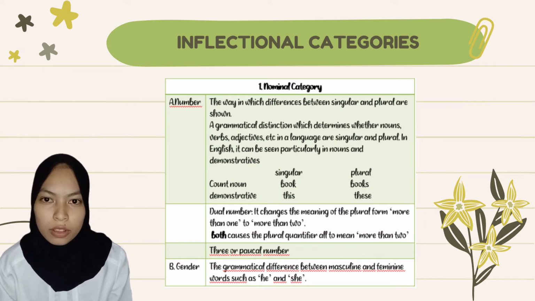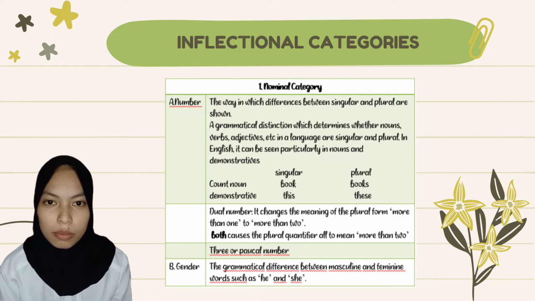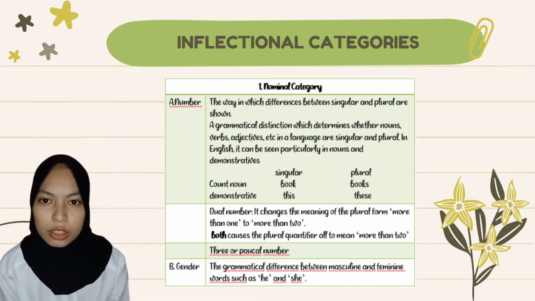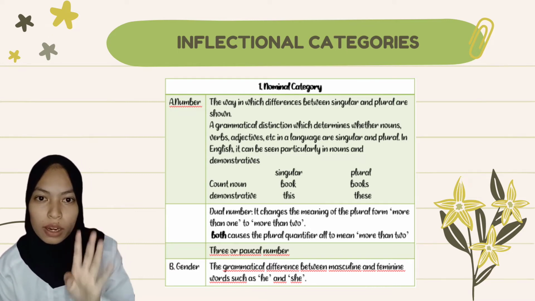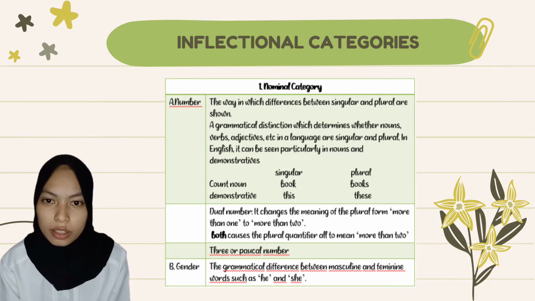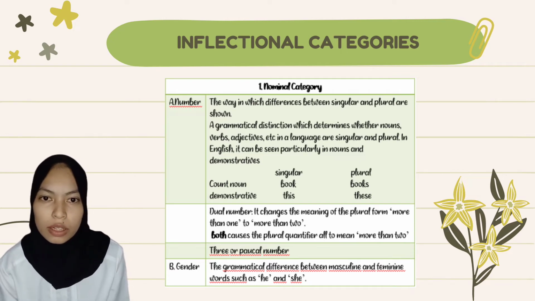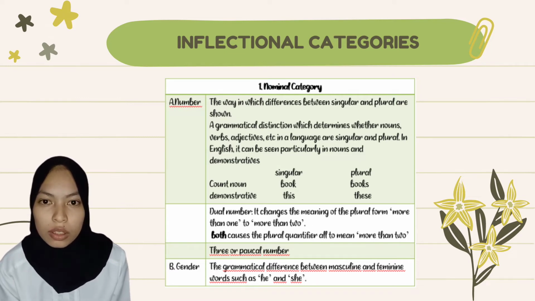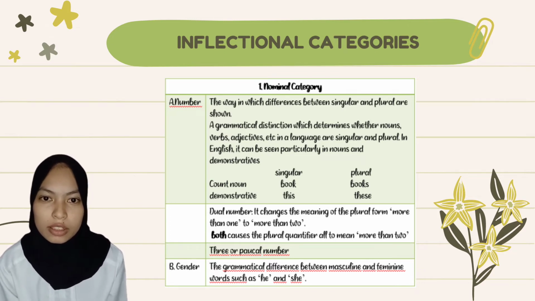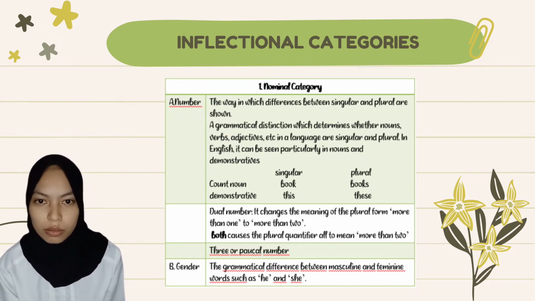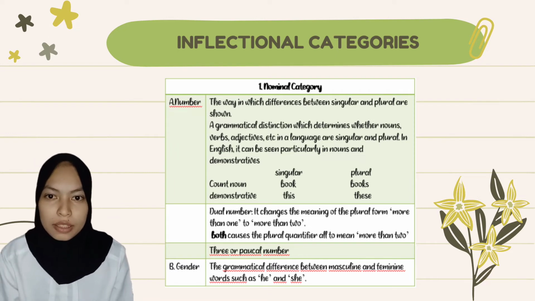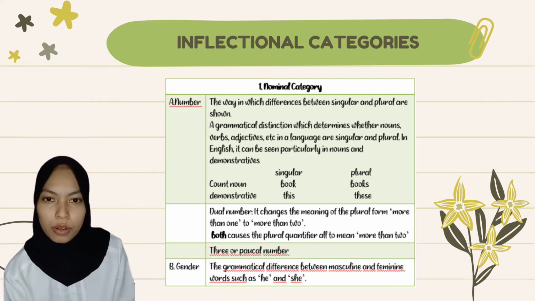So, inflectional categories are divided into two ways: nominal category and verbal category. The nominal category is divided into four, namely number, gender, case, and person. The first one is number, the way in which the difference between singular and plural is shown. A grammatical distinction which determines whether nouns or adjectives are singular or plural.